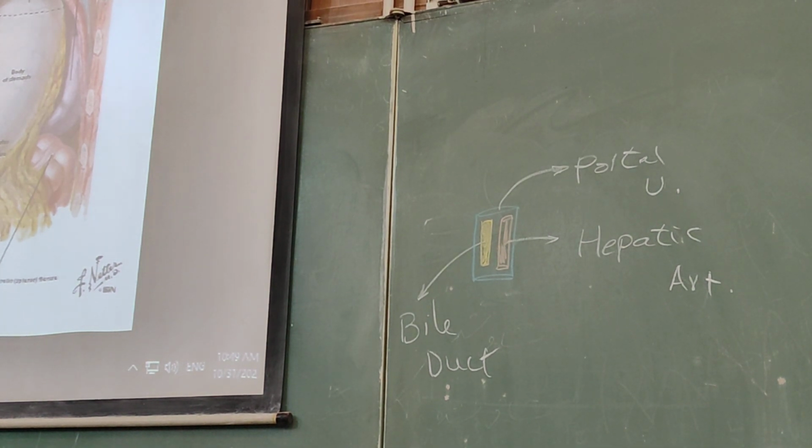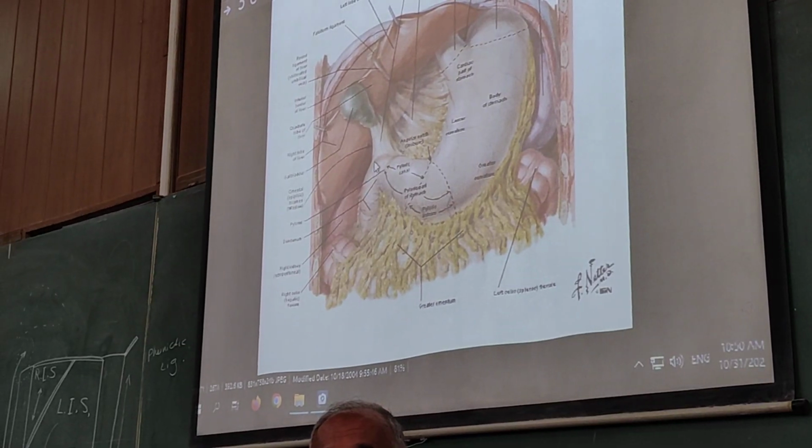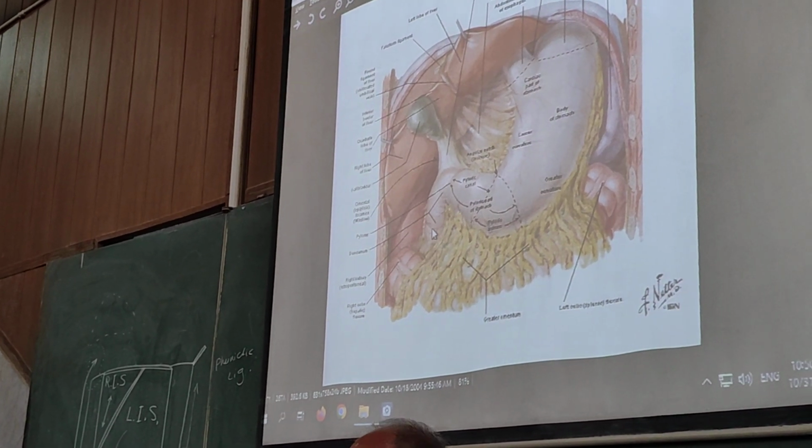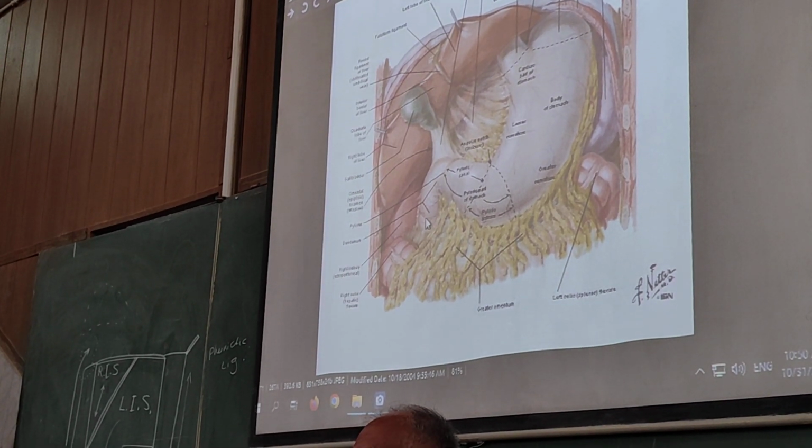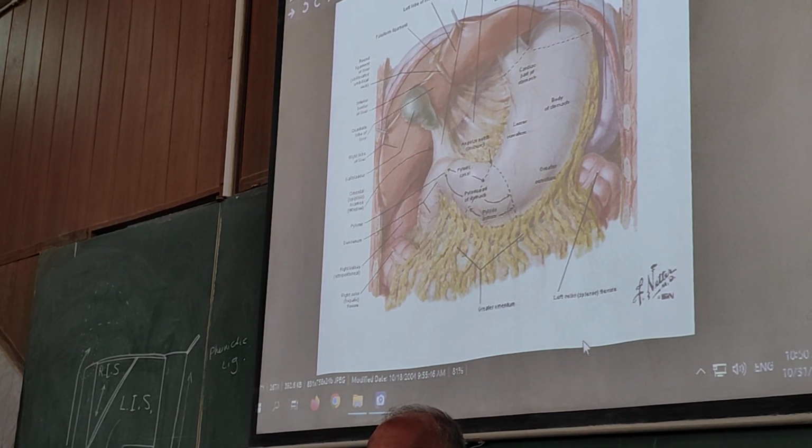The common bile duct from the liver wants to join the duodenum. The second part of the duodenum is retroperitoneal. So when it wants to reach this part, it chooses the hepatoduodenal ligament and easily reaches the second part of the duodenum. It's clear? Again, in 2 minutes, please review.